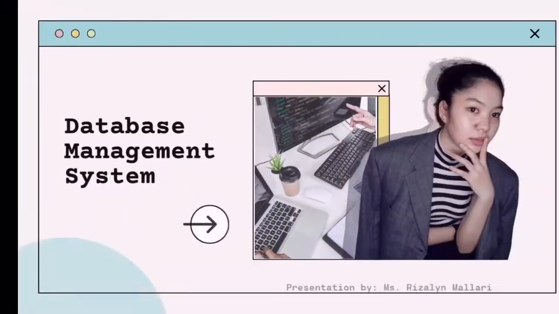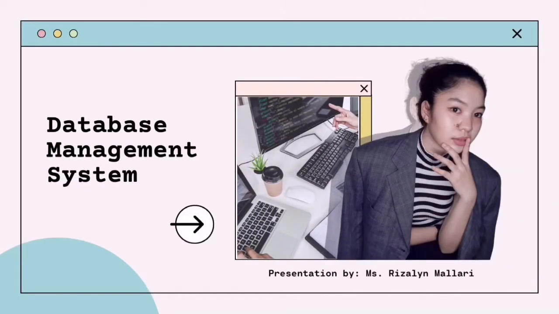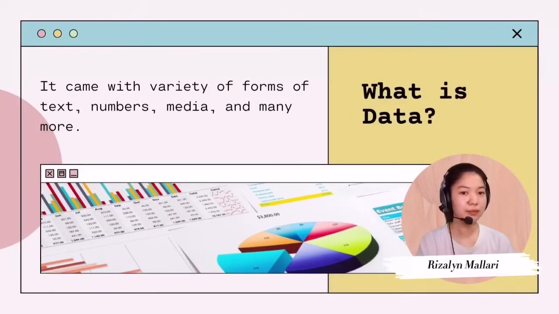Okay? My topic for today is all about database management system. First, what are data and database? Data is a collection of a distinct unit of information. This data is used in a variety of forms of text, numbers, media, and many more. Examples: name, age, weight, height, etc.